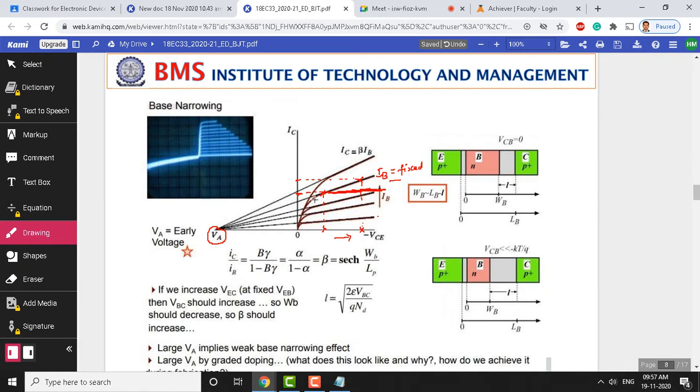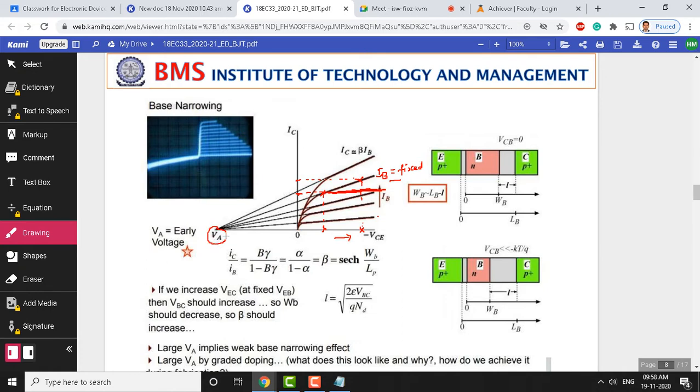So, these lines are going to meet, they are going to cross the negative x axis at point VA. This point where all these lines cross is called the early voltage. Why are we interested in early voltage here?